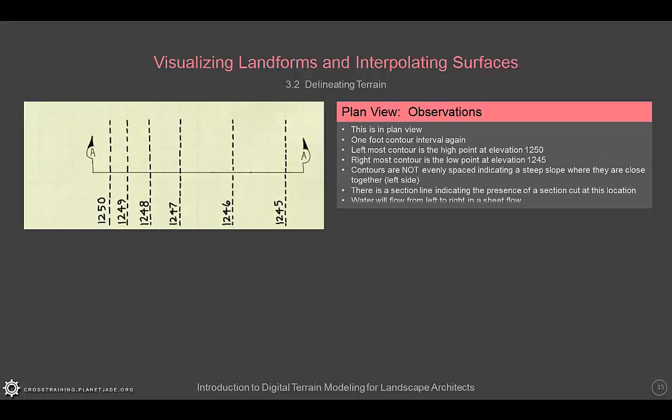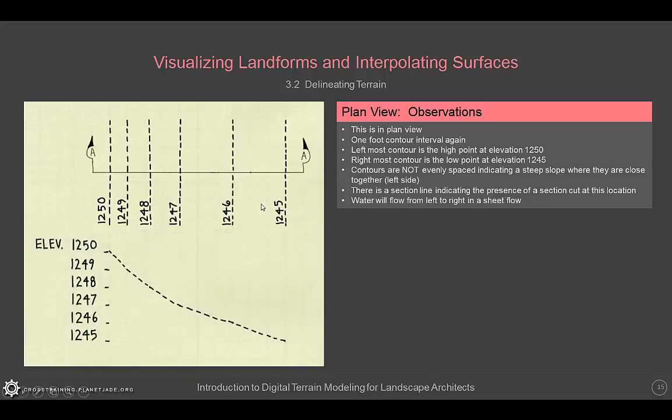And then we're going to use our section line again to take a cut. So as I mentioned earlier, the left side is our high point, the right side is low, so water is going to be flowing from the left to the right. Let's take a look at our section.